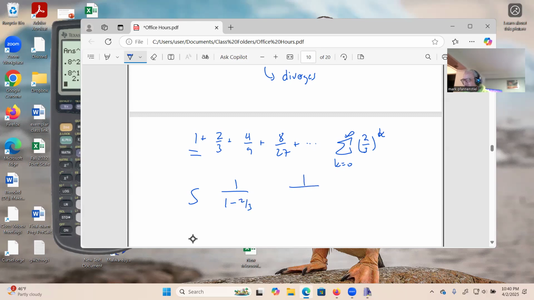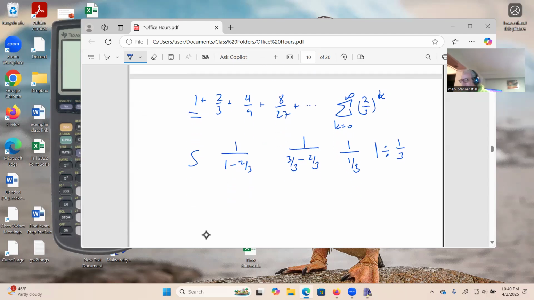So we have 1 over, and I'm going to say that 1 is a fancy way to write 3/3. So 1 over 3/3 minus 2/3, which is 1/3. So I've got 1 divided by 1/3. And if you remember how that works, we invert and multiply. So this is 1 times 3 over 1. So my answer here is 3.